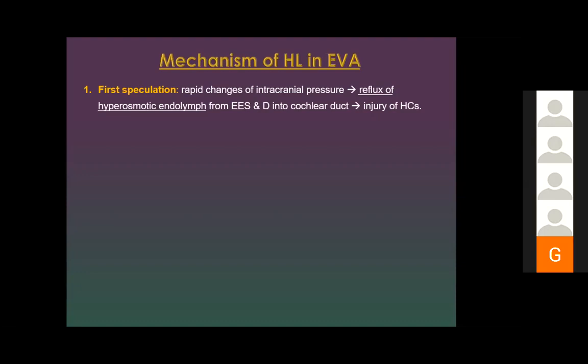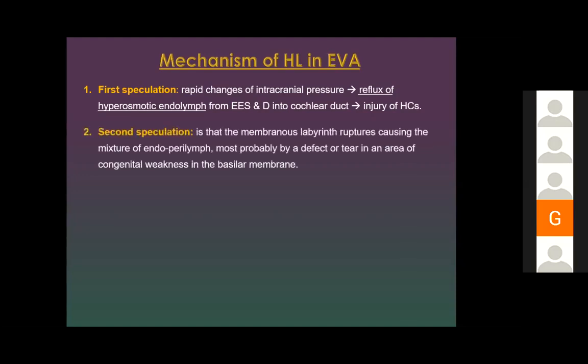So the first speculation of hearing loss is that rapid change of intracranial pressure will be transmitted to the endolymphatic sac, which is present between dura mater layers, back to the endolymphatic duct, back to the membranous labyrinth. Either the pressure itself causes injury to sensory cells or it leads to sudden reflux of acidic endolymph to sensory cells in the vestibular system, the vestibular membranous labyrinth, and the cochlear duct. So injury comes by two ways: reflux of hyperosmotic endolymph or transmission of pressure waves to sensory cells, which are not sensitized to stay against this pressure change.